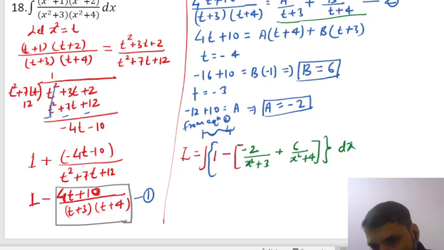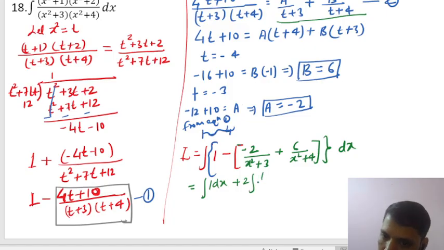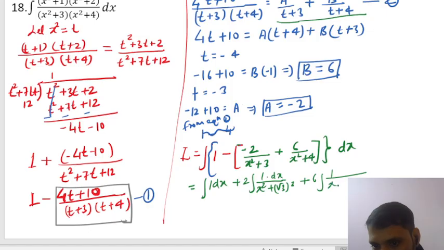This is the I. Now we have to simplify a little bit more. So what we can do, just we can write integration for all the terms separately. It will become 1 into dx, and here minus minus plus, so 2 outside, and we can write it as 1 upon x square plus root 3 whole square, since 3 can be written as root 3 whole square, into dx, right? Plus here 6 outside, and this can be written as 1 upon x square plus 2 square into dx.